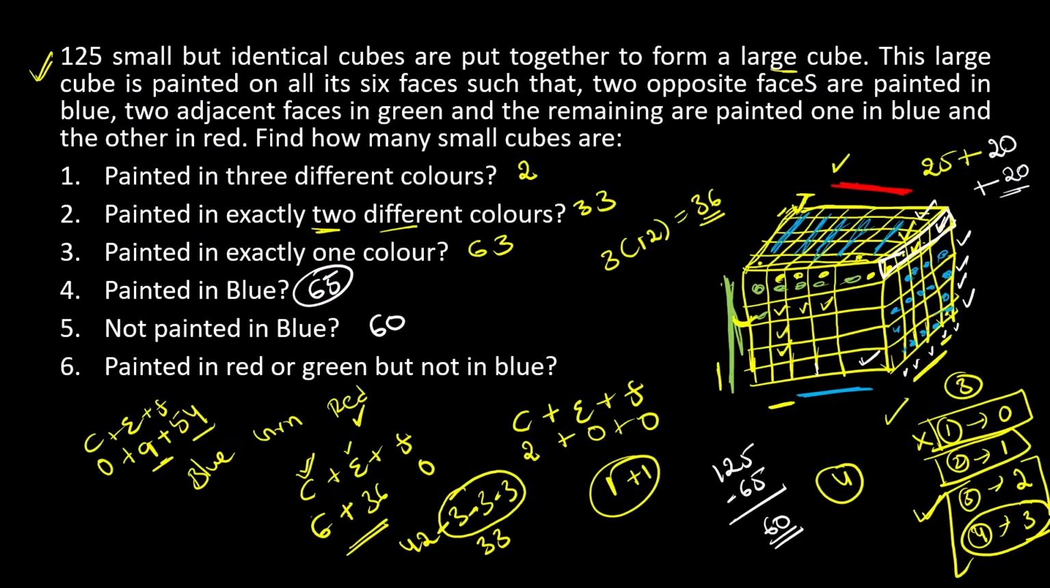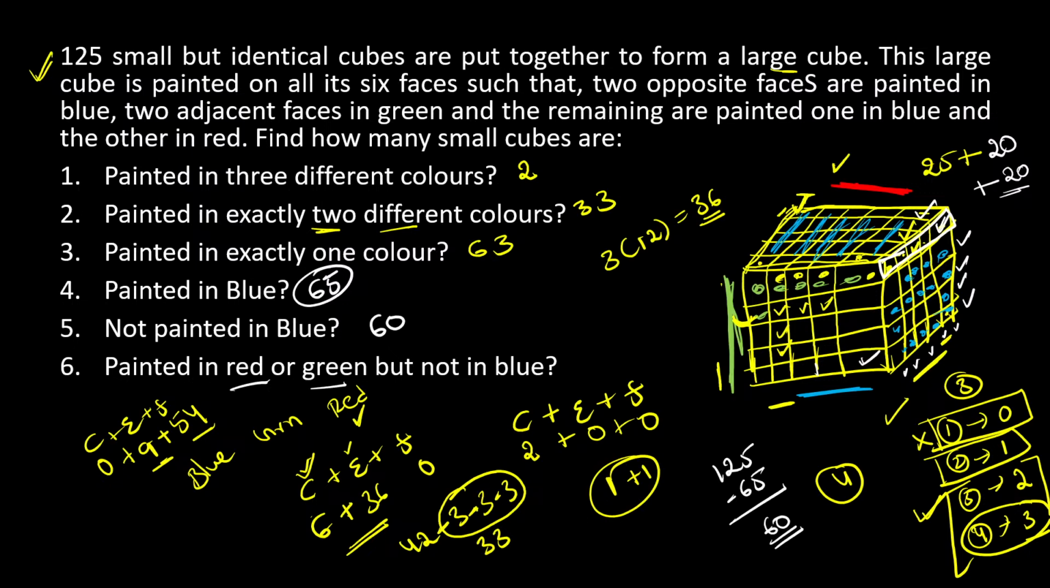Sixth one, painted in red or green but not blue. Let's understand the difference between the fifth and the sixth questions. You guys need to be very clear in this regard. As far as the fifth question is concerned, we consider the cubes which are not painted in blue. Among these cubes, we have some cubes which are not painted at all. But this time, cube should be painted either in red or in green, but not in blue.